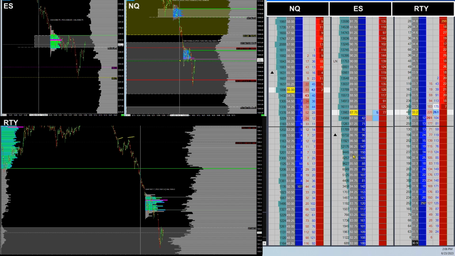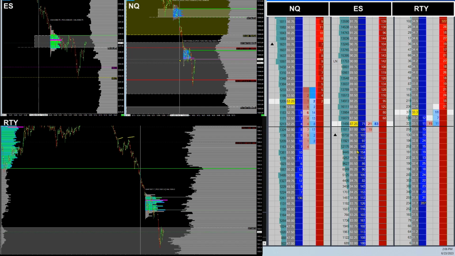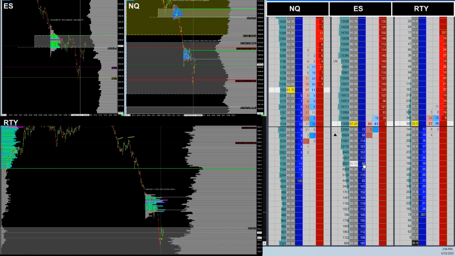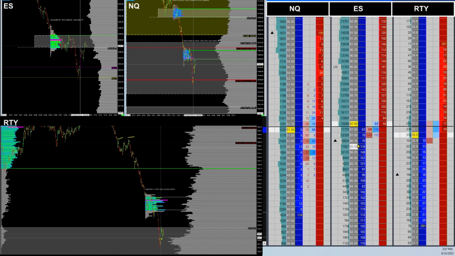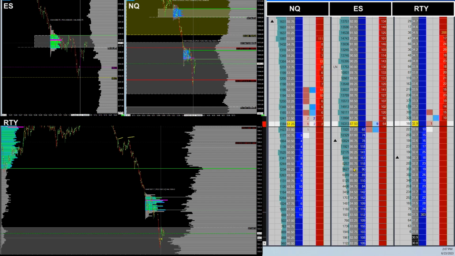Pullback. Get the pullback, wait for the pullback. Wait for the pullback. 32 threes. Wait for the pullback.